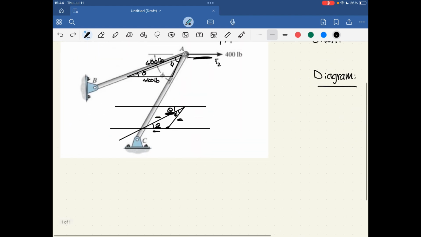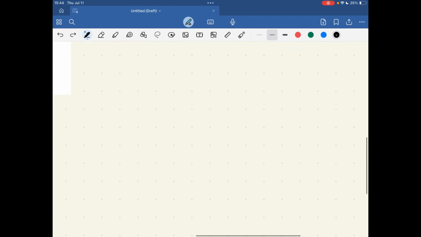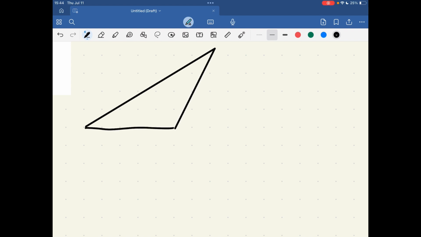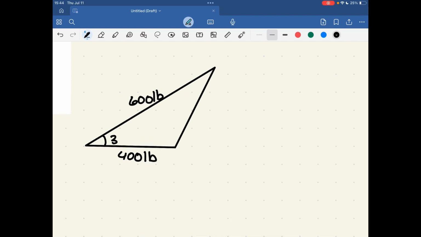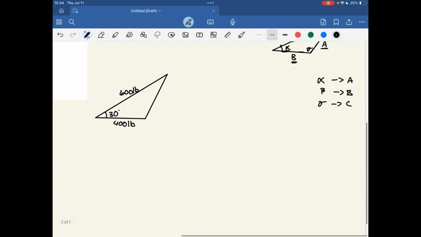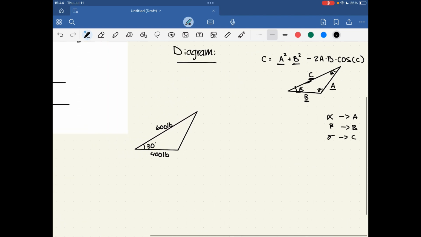So let's do this. We have that, and we have that. So this is 400 pounds here, and this is 600 pounds. And now this is 30 degrees because we said this is equal to theta. And this right here is phi. Okay. Now let's just clean this up a little bit. All right. Now let's plug this into our equation, the cosine law.